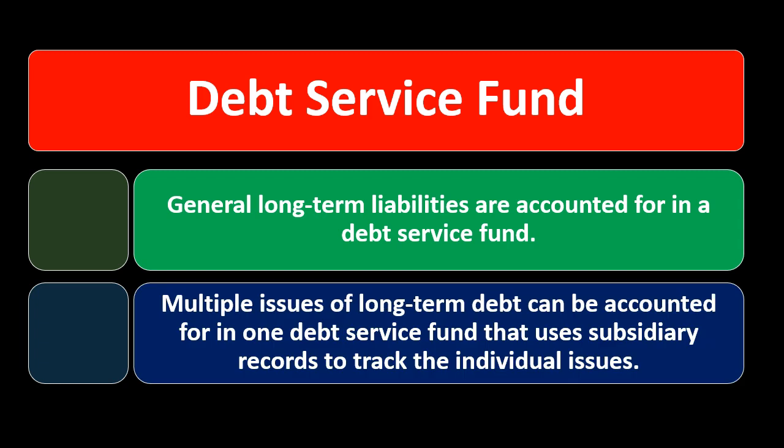Multiple issues of long-term debt can be accounted for in one debt service fund that uses subsidiary records to track the individual issues. In other words, it's possible to have different types of debt financing accounted for in one debt service fund, although it's also possible to have multiple different debt service funds. If we have multiple types of debts being tracked in one debt service fund, we'll need subsidiary ledgers to break out the detail of the debts that are being accounted for within that one debt service fund.